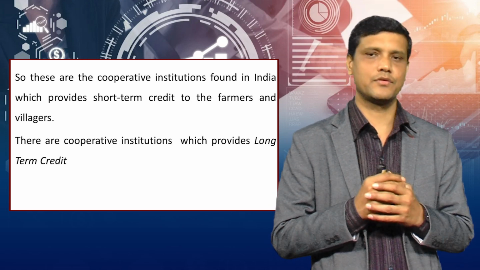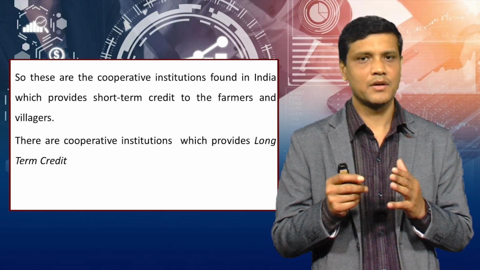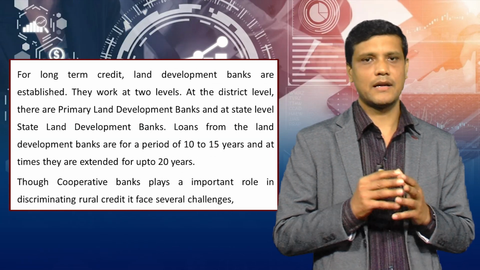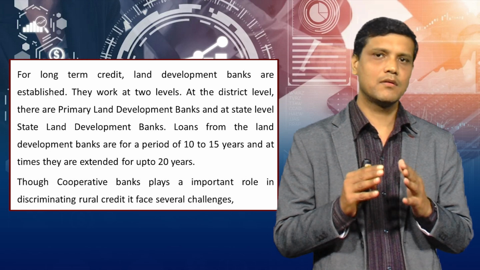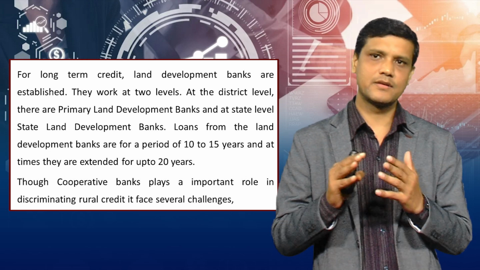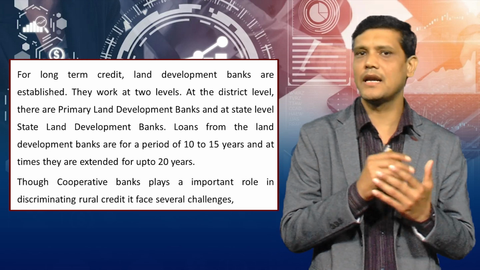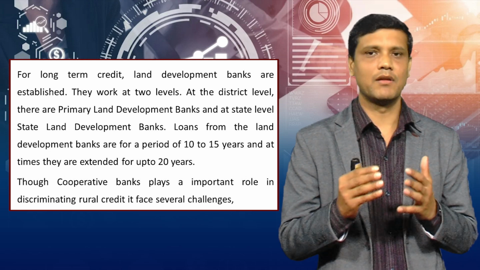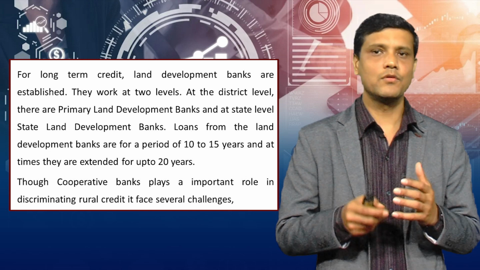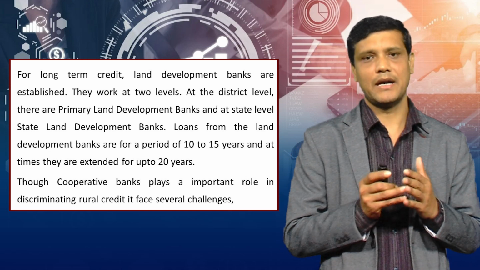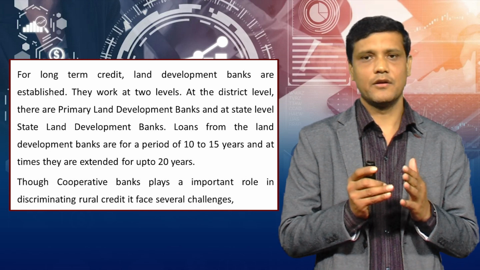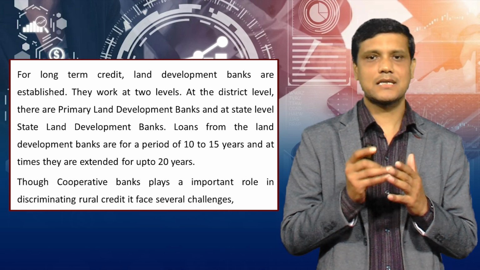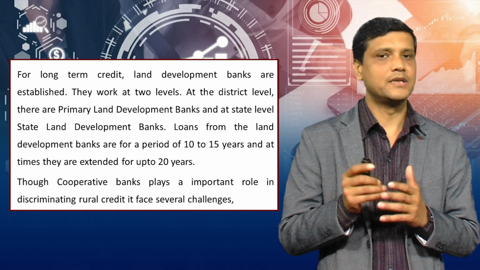There are cooperative institutions which provides long-term credits also. For long-term credit, land development banks are established. They work at two levels. At the district level, there are primary land development banks, and at state levels, there are state land development banks. Loans from the land development banks are for a period of 10 to 15 years, and at times they are extended for up to 20 years.